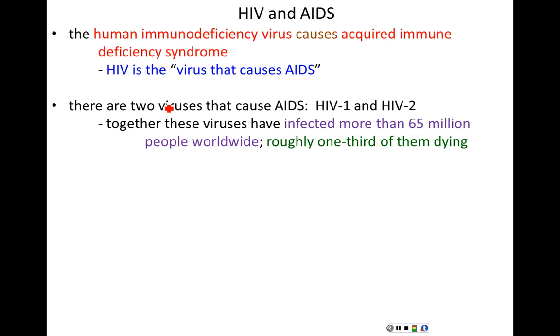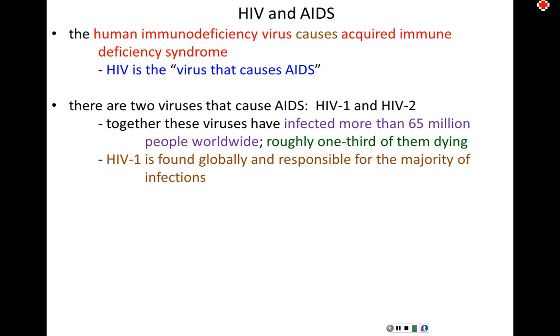Together, these two viruses have infected more than 65 million people worldwide, with about a third of them dying as a result. You know, it's a horrible situation and a widespread issue and disease, but it is important to say that that lethality rate is actually not so bad. There are some viruses with lethality rates a whole lot higher than 33%.